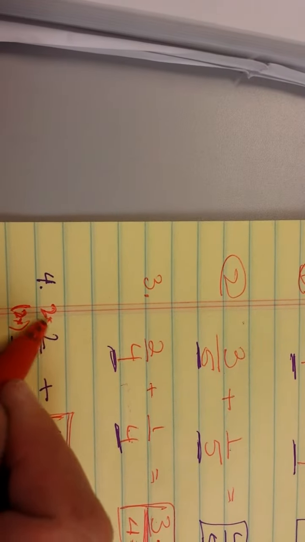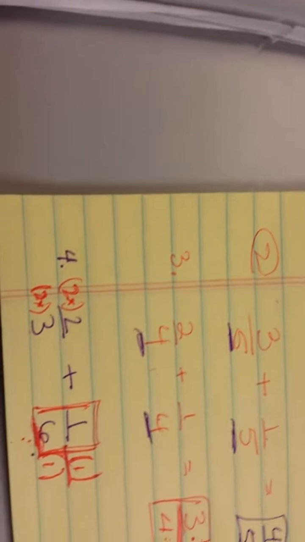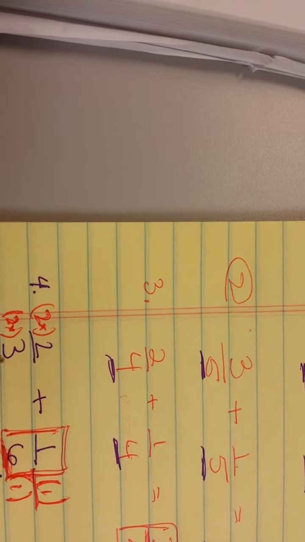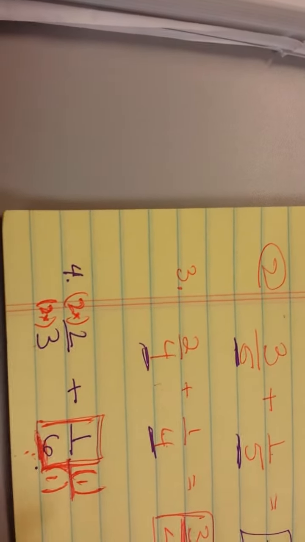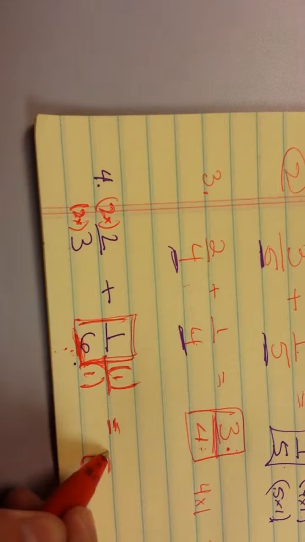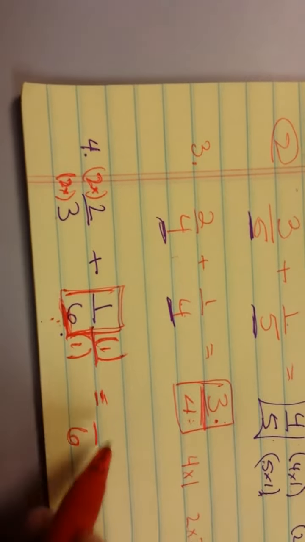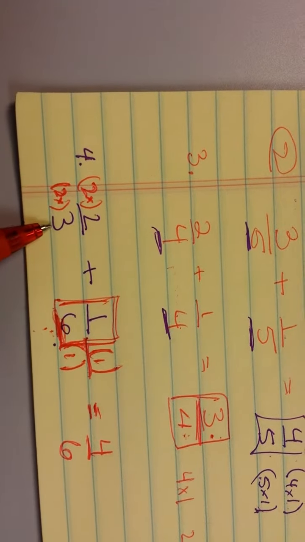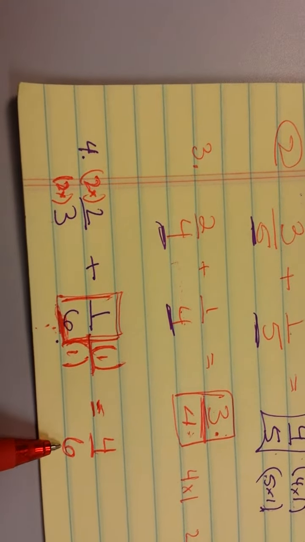Whatever you do to the top, you have to do to the bottom. So now you have 2 times 2 over 2 times 3. So we're going to slide down here. The 2 times 2 is this, 2 times 3 is the 6, and 2 times 2 is 4. Do you see how these are the same fraction? This is just not reduced.